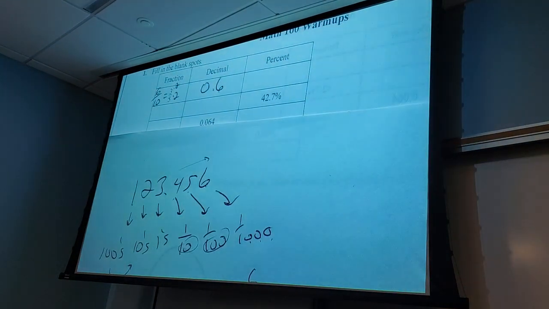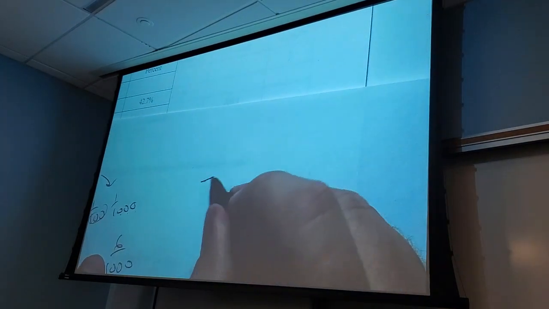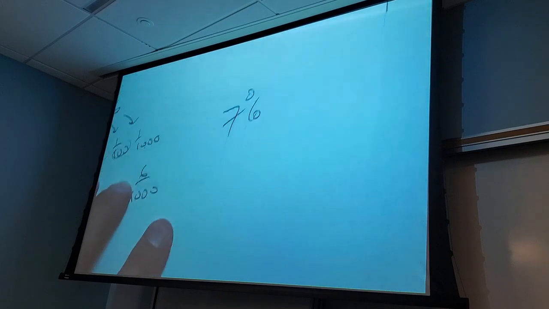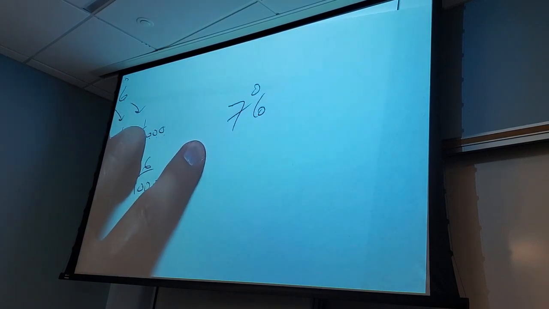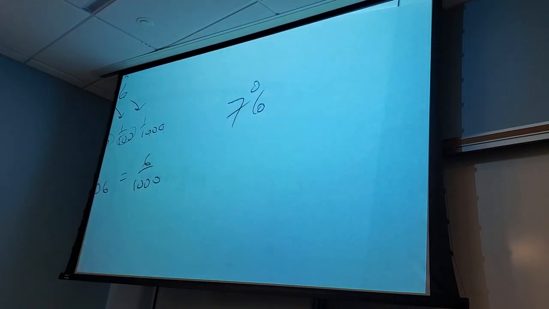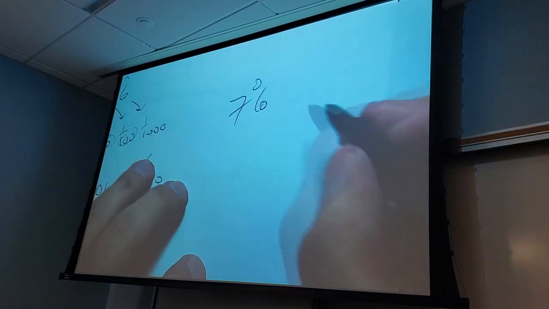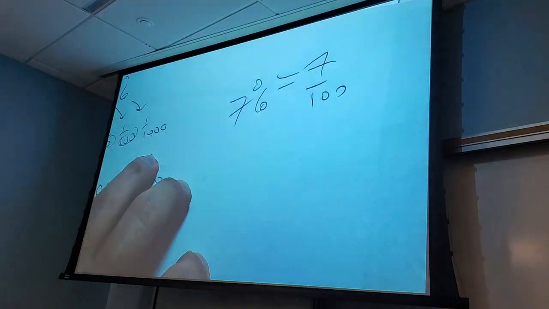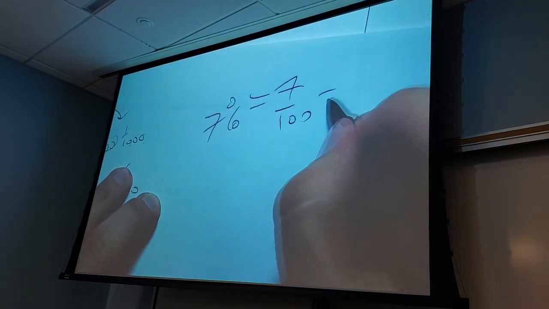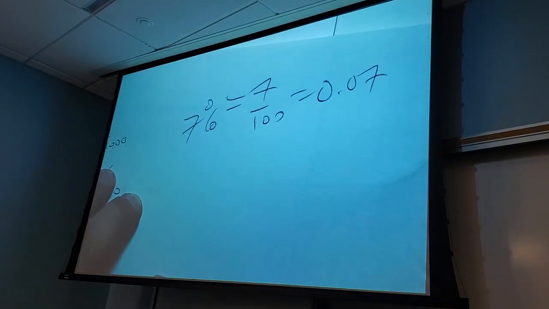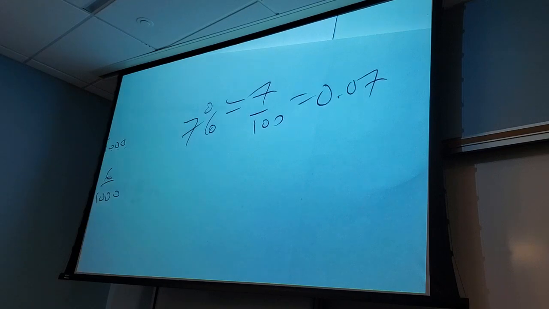And then, here's the cool thing. What does the percent symbol mean? Out of 100, I love it. Per cent. Cent comes from Latin, centum, and you have 100 cents in a dollar, right? So cent means hundred, so percent means per 100. This literally means 7 over 100, and that would be 0.07. You with me? So here's the shortcut.